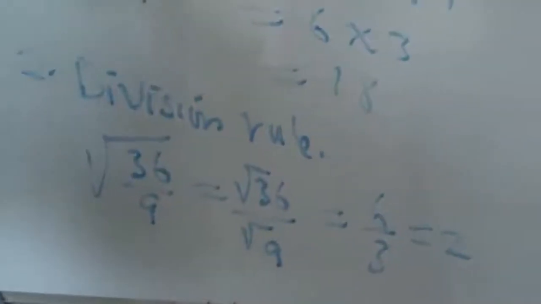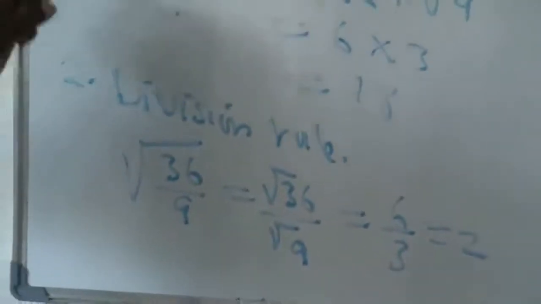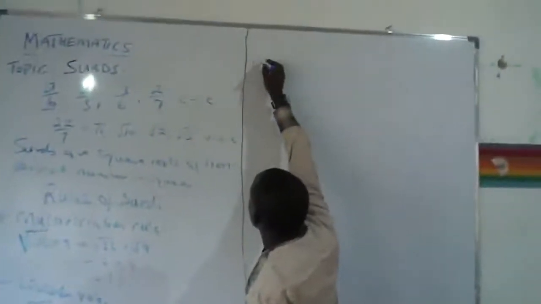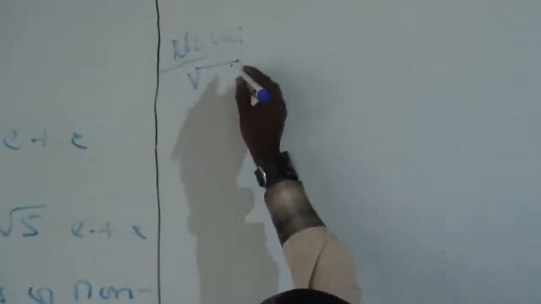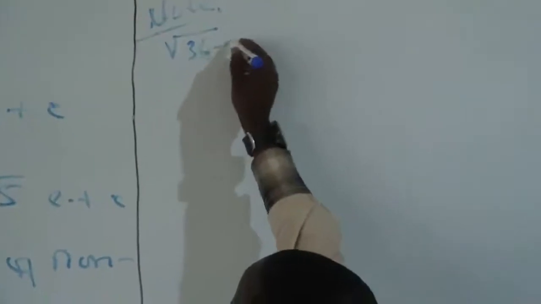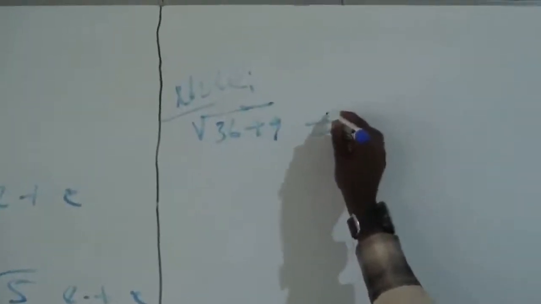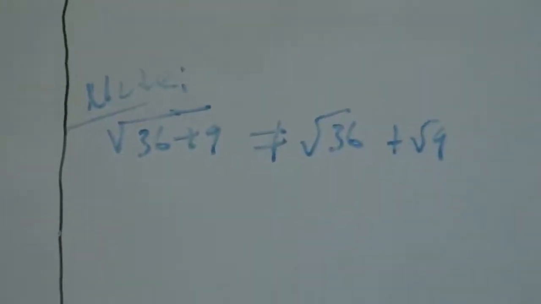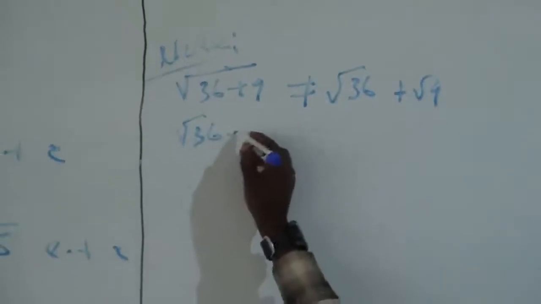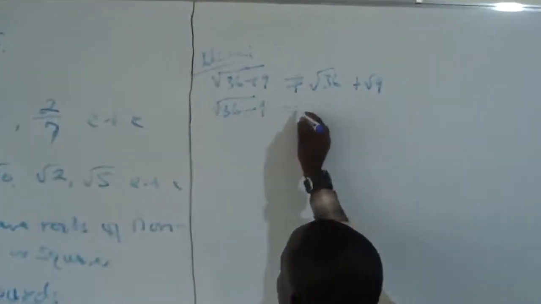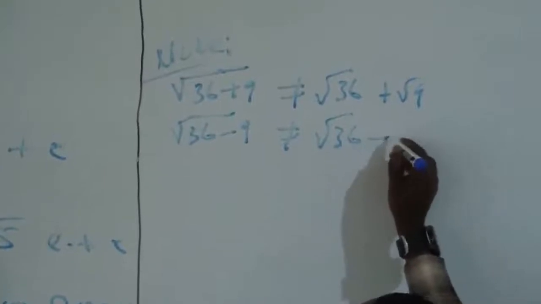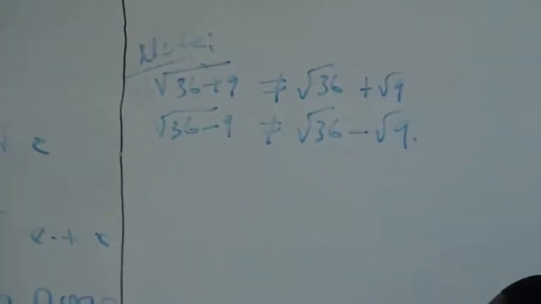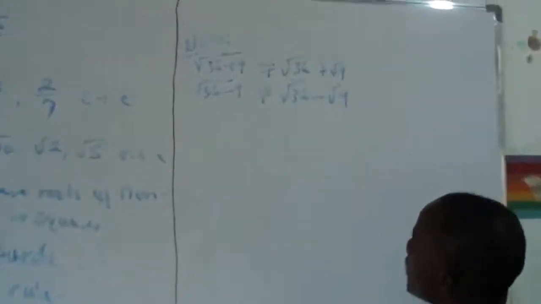These are two very important rules when considering surds. But you should take note of this. When I have square root of 36 plus 9, we cannot say it's the same thing as square root of 36 plus square root of 9. And square root of 36 minus 9 cannot be split as square root of 36 minus square root of 9. Take note of this.